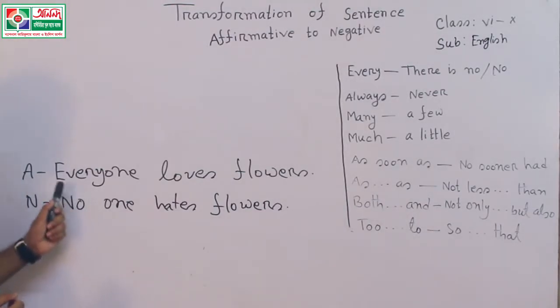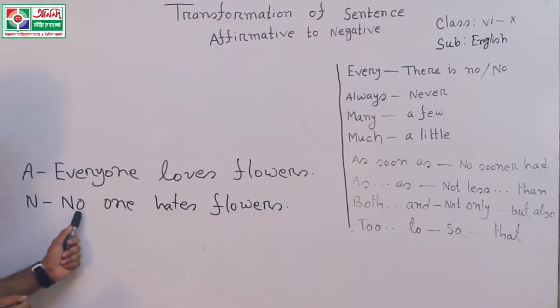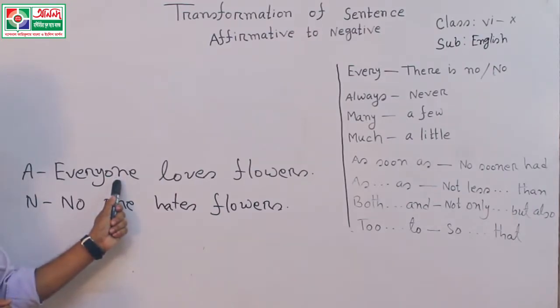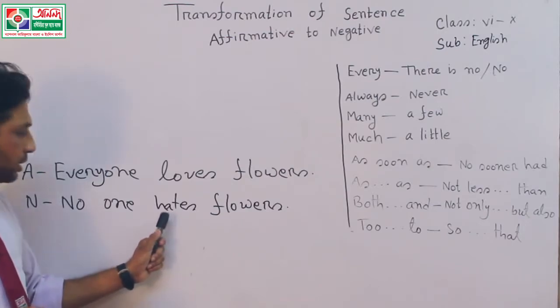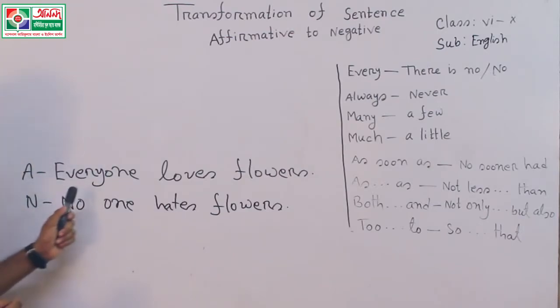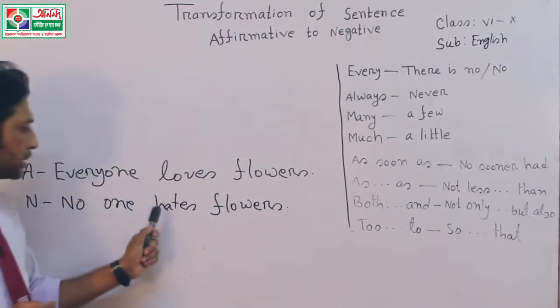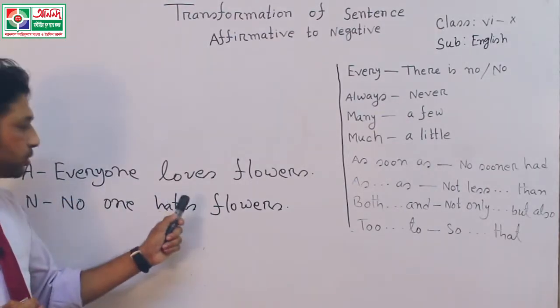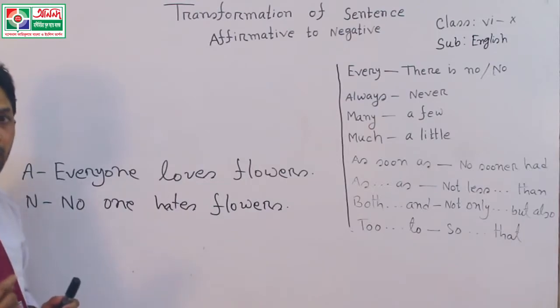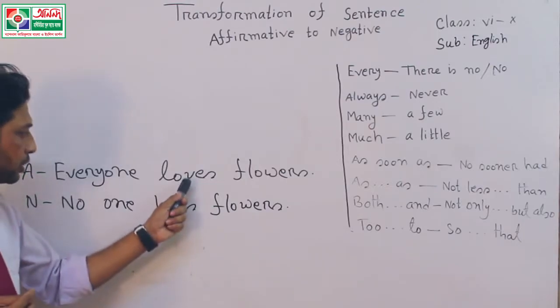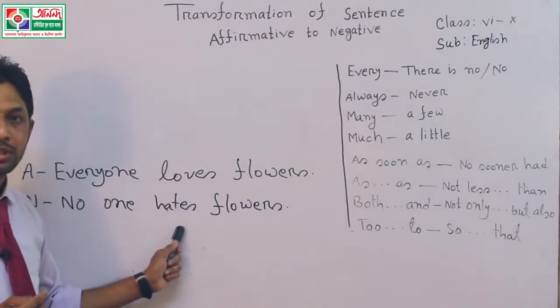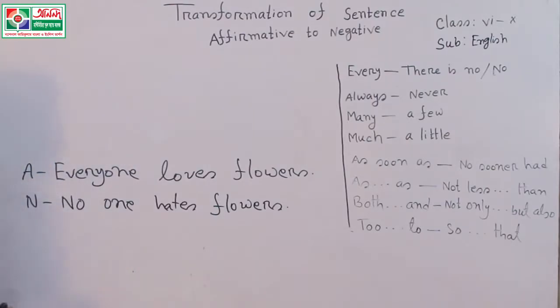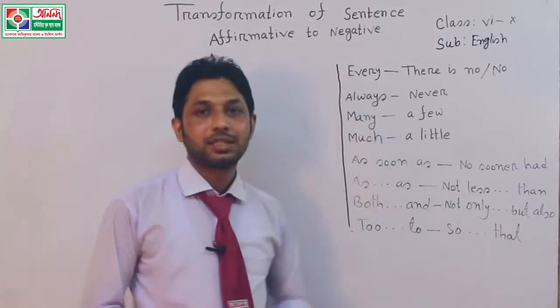Look at the example attentively. Dear learners, we have used the word no instead of every. After that, the attached word one, and hates. We know that in this negative sentence, when we use no instead of every, then we have to use the opposite word of verb, adjective or noun. That's why we have used hates, and hates is the opposite of loves. That's all.